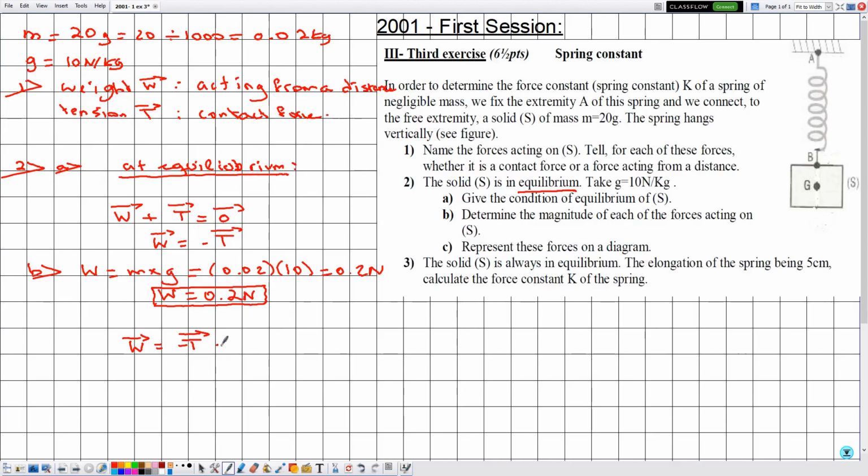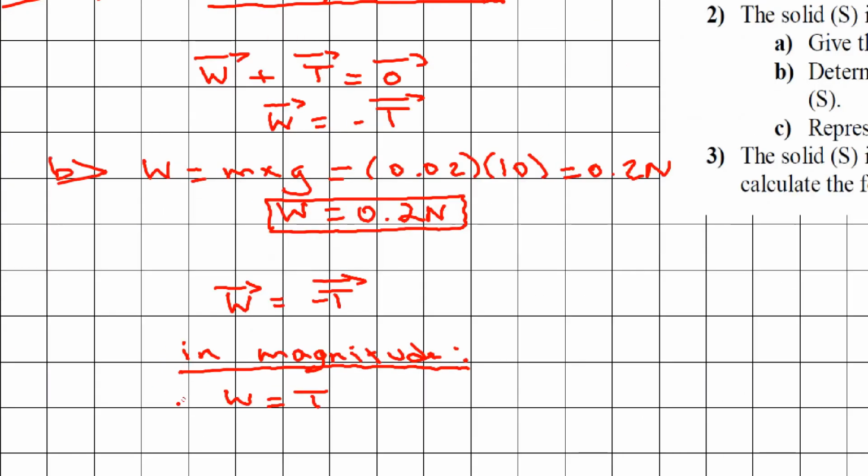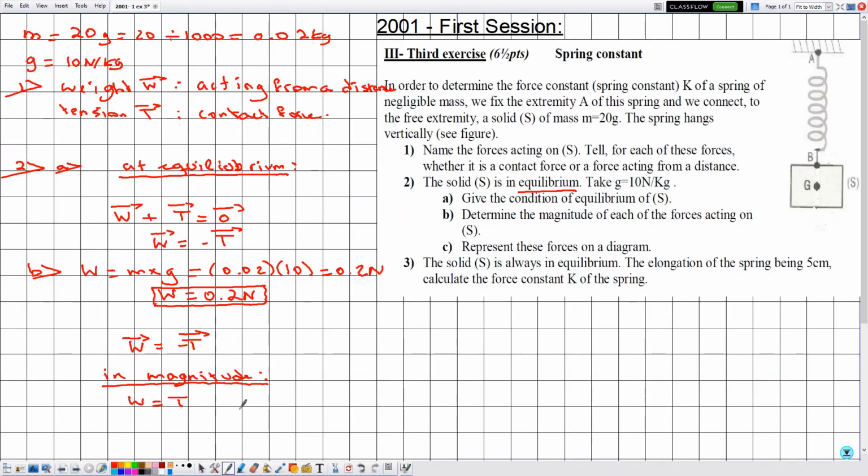And we can make use of this condition to say that in magnitude, the magnitude of the weight is equal to the magnitude of the tension. Notice that because we are interested in the magnitude, we drop the vectors and get rid of the minus sign. We know that the value of the weight is given by 0.2 newtons. Then the value of the tension is 0.2 newtons.